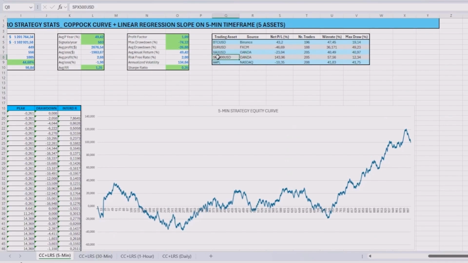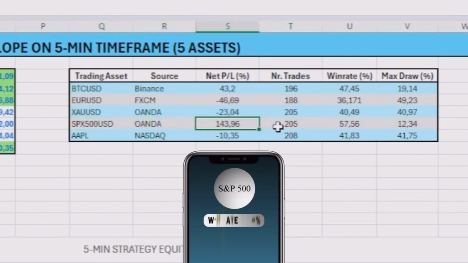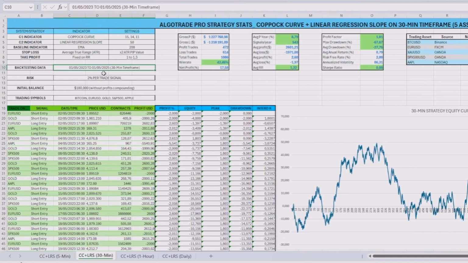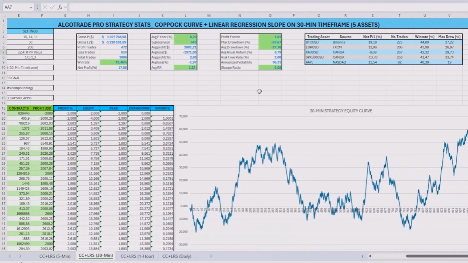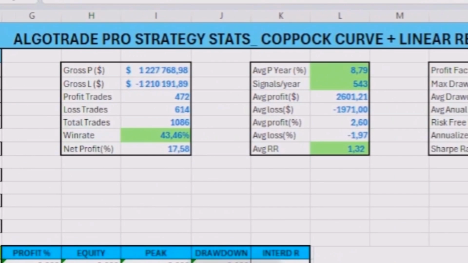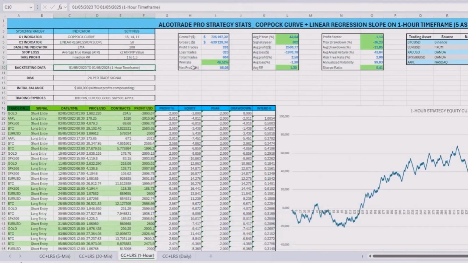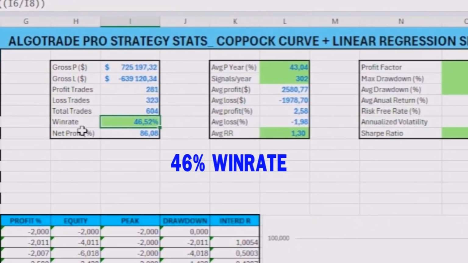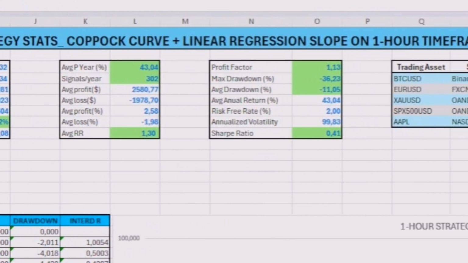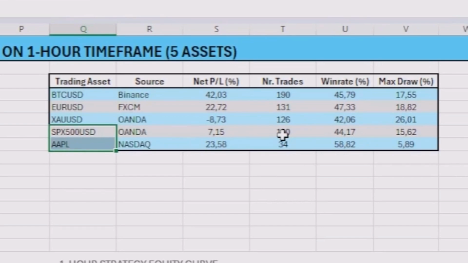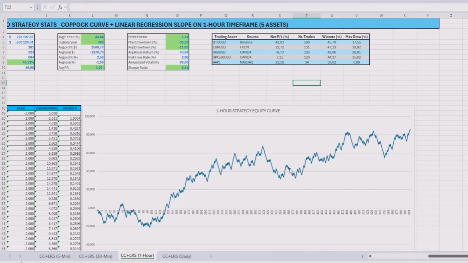As we highlighted at the beginning of the video, the S&P 500 index was the top performing asset in this time frame, confirming the indicator's power even in volatile equity markets. Then, on the 30-minute chart, the performance was a bit lower. Among the 5 assets, Bitcoin came out on top. Moving on to the 1-hour time frame, the results turned positive again, with a win rate above 46%, almost 90% total profit, low drawdown levels, and a strong and upward equity curve. All assets except gold were profitable and showed solid consistency, making this a great window for swing traders.